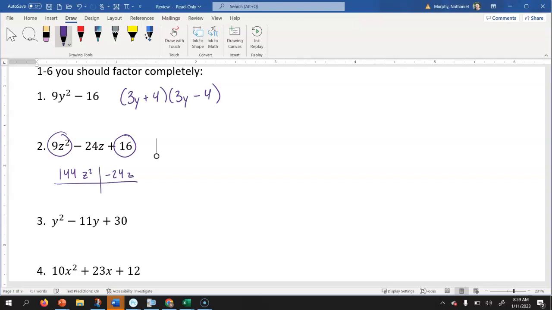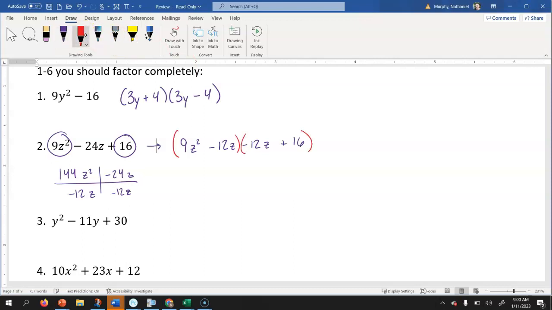So now I'm trying to find two numbers that multiply together to be 144 that add together to be negative 24. Well, that's negative 12z and negative 12z. When you multiply those together, we get a positive 144z squared. When you add those, you get a negative 24z. So now I'm going to rewrite it, but in the middle, I'm going to write down those two terms. So minus 12z, and then plus 16. Then remember we factor this by grouping.